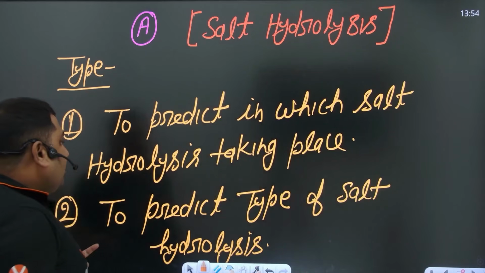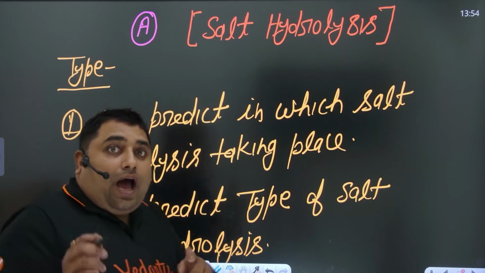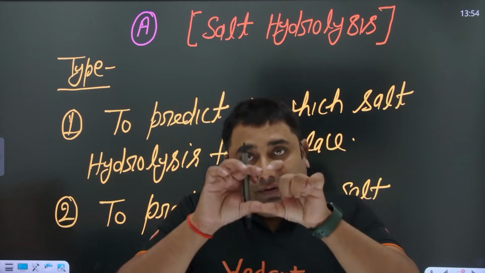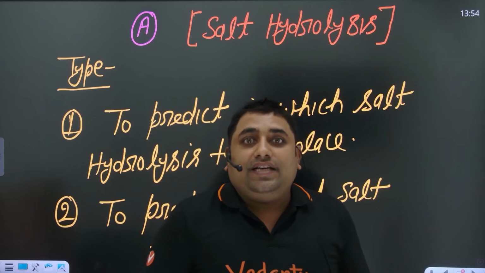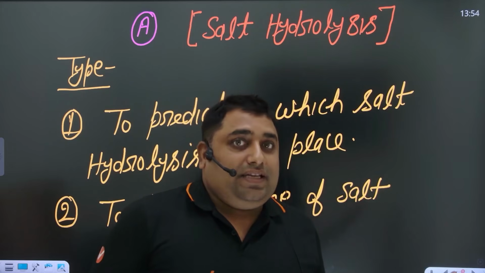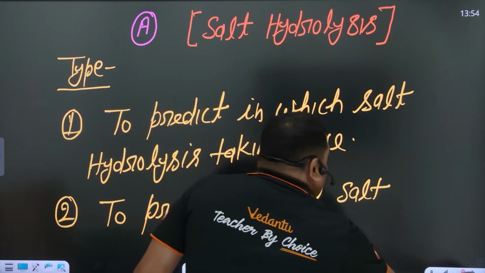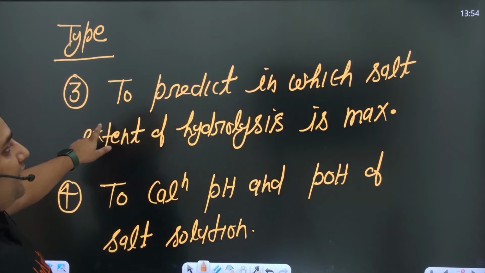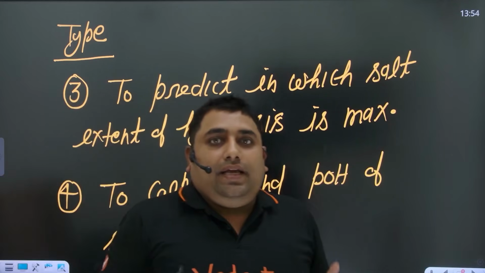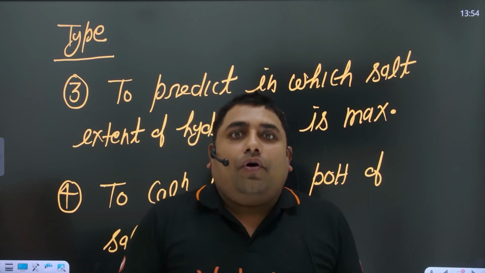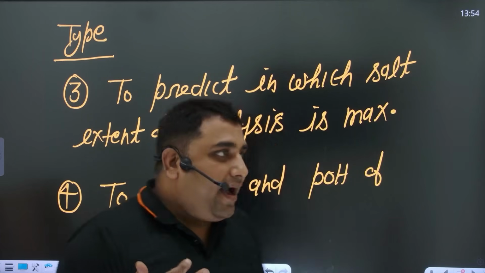Now, the second type of question is to predict the type of salt hydrolysis. A particular salt is given, and they ask which type of hydrolysis is taking place in this salt, for example cationic, anionic, or mixed hydrolysis. Now, the type 3 question on this concept is to predict in which salt the extent of hydrolysis is maximum. So 4 options are given, and they ask in which of the following salts the extent of hydrolysis is maximum, right?